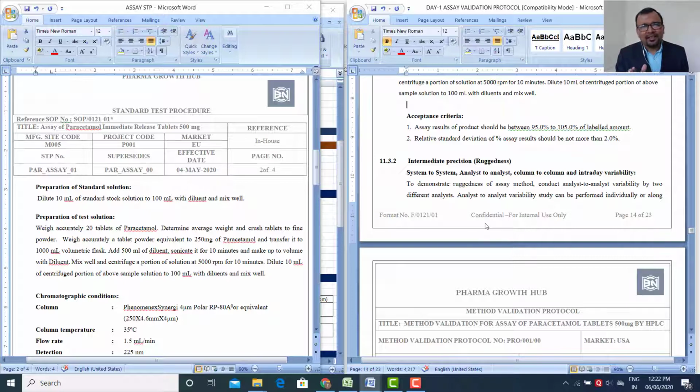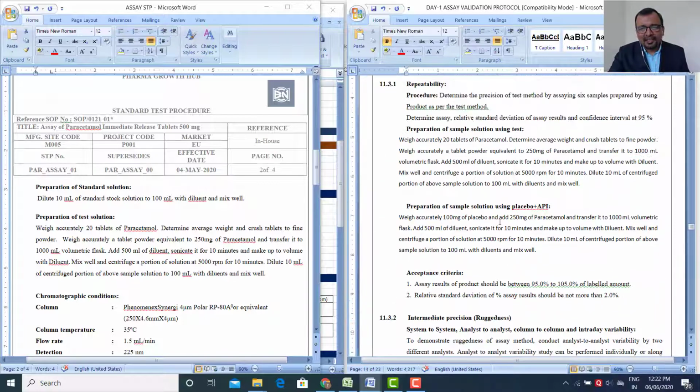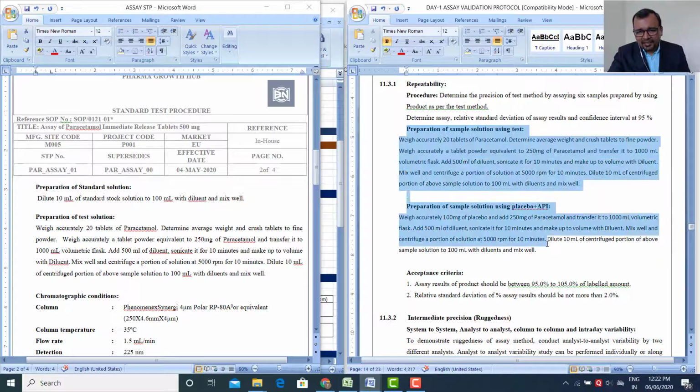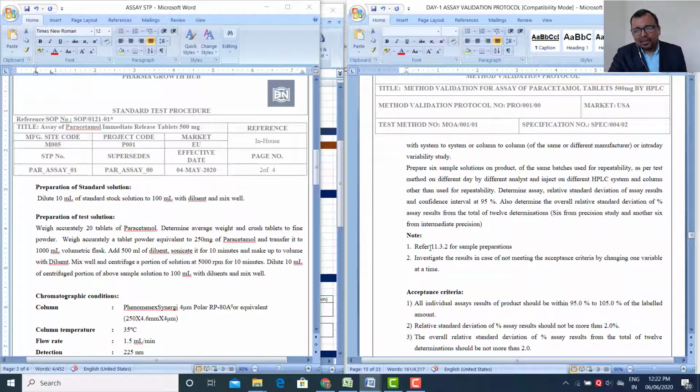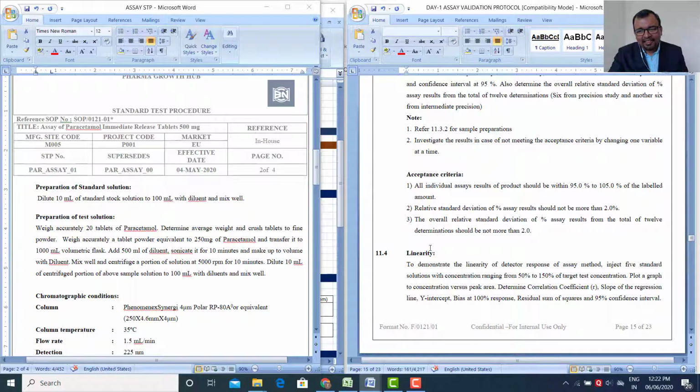To prove your method ruggedness, any one is enough. Either you can perform intermediate precision or you can go for reproducibility. Again the sample preparation will remain the same. You can take both approaches. You can either follow the test preparation or you can prepare the sample by spiking the required amount of API into a placebo. And here are the requirements.